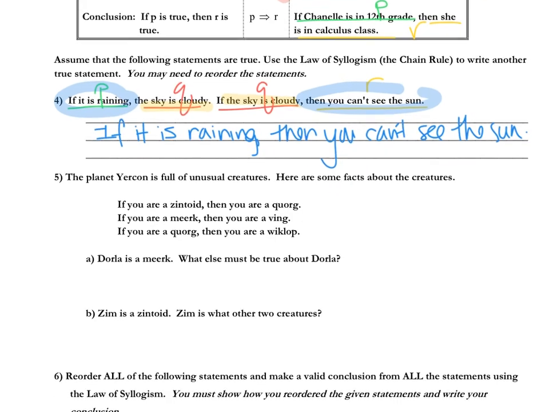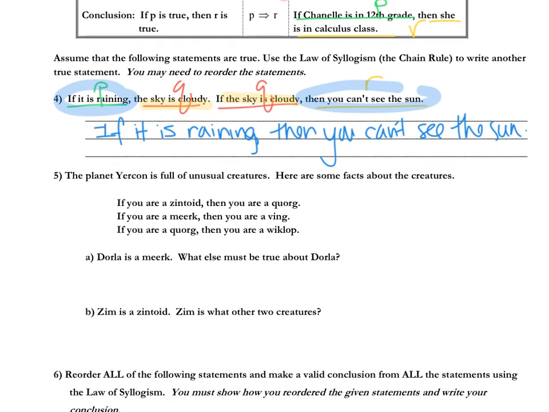Okay. The planet Yurkan, sure, is full of unusual creatures. Here are some facts about the creatures. I have no idea how to pronounce half of these. If you are a xanthoid, then you are a Korg. So here is our P. Here is our Q. Okay.